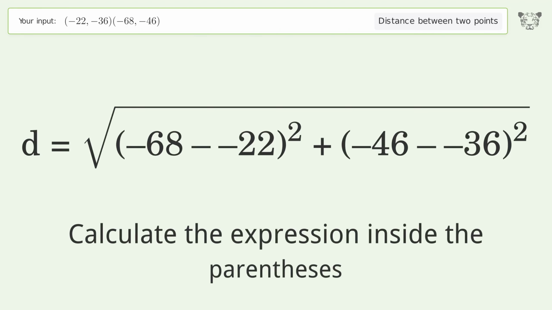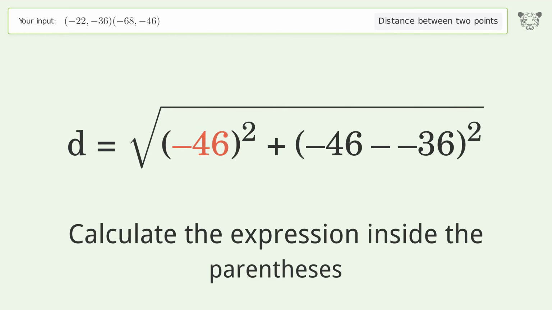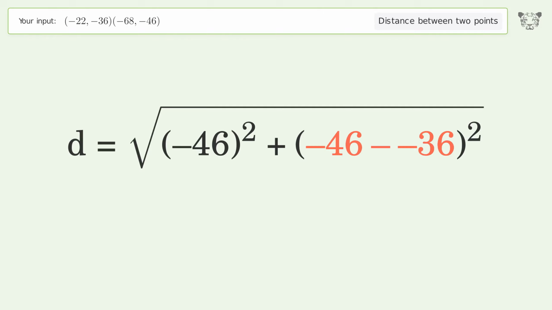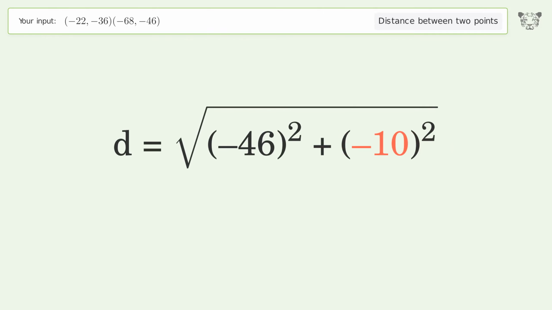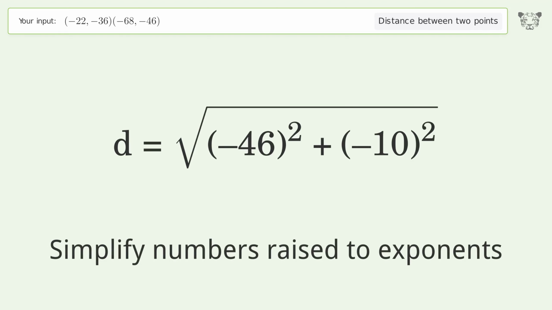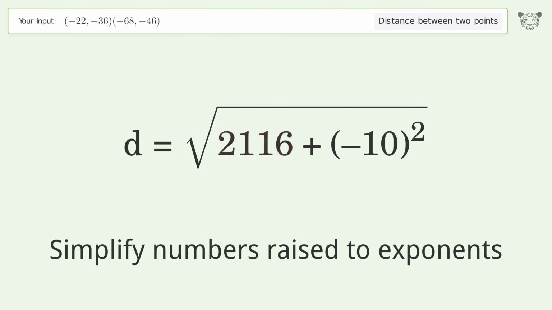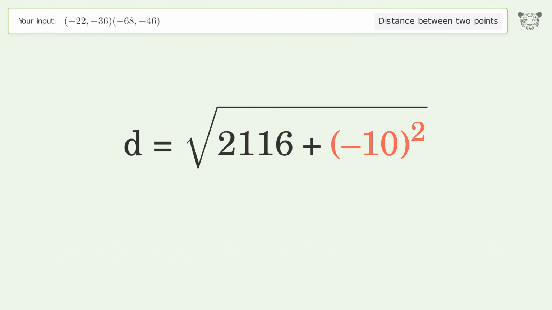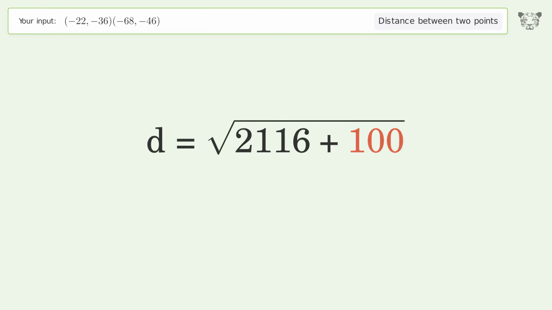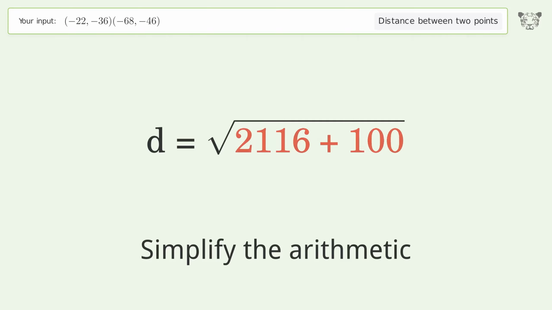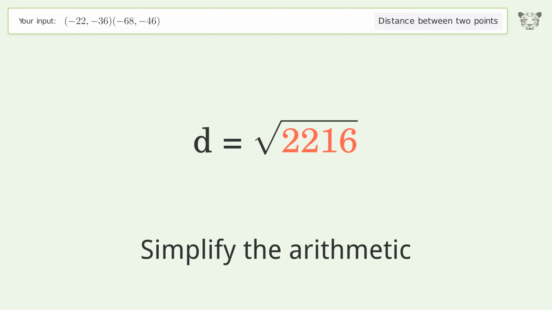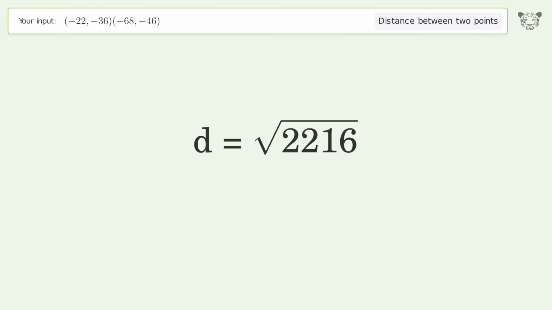Calculate the expression inside the parentheses. Simplify numbers raised to exponents. Simplify the arithmetic. And so the distance between the 2 points is the square root of 2,216, or 47.074.